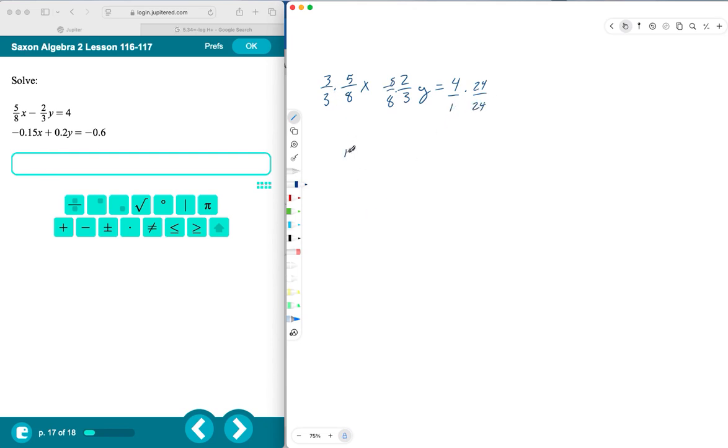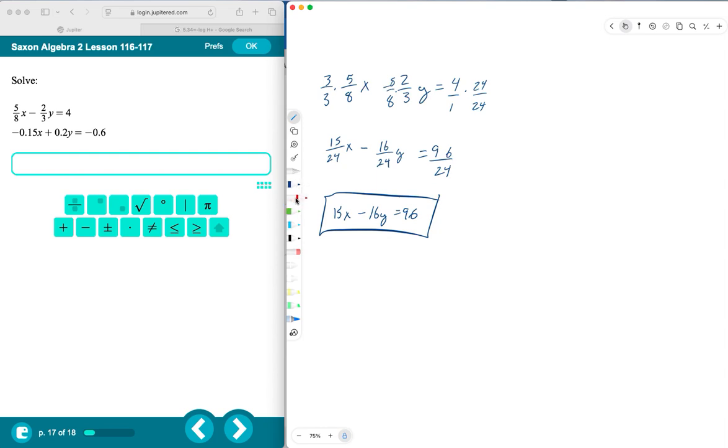So 15 over 24x minus 16 over 24y equals 96 over 24. We know we can multiply everything by 24, get rid of the denominator. So 15x minus 16y equals 96. There's one of our equations.